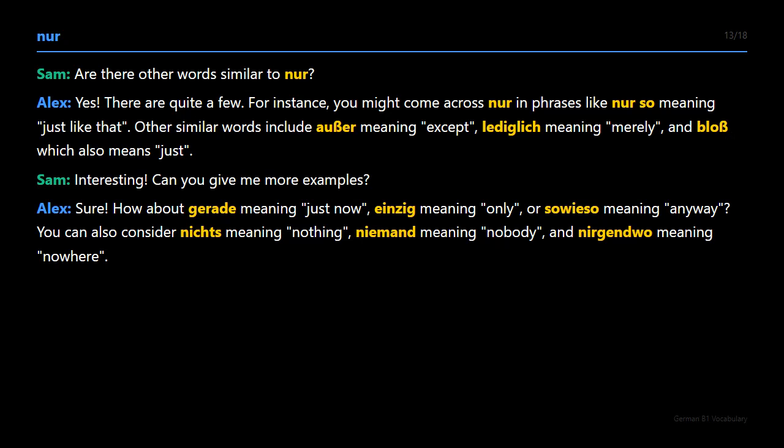Interesting. Can you give me more examples? Sure. How about gerade, meaning just now, einzig, meaning only, or sowieso, meaning anyway? You can also consider nichts, meaning nothing, niemand, meaning nobody, and nirgendwo, meaning nowhere. That's a lot.